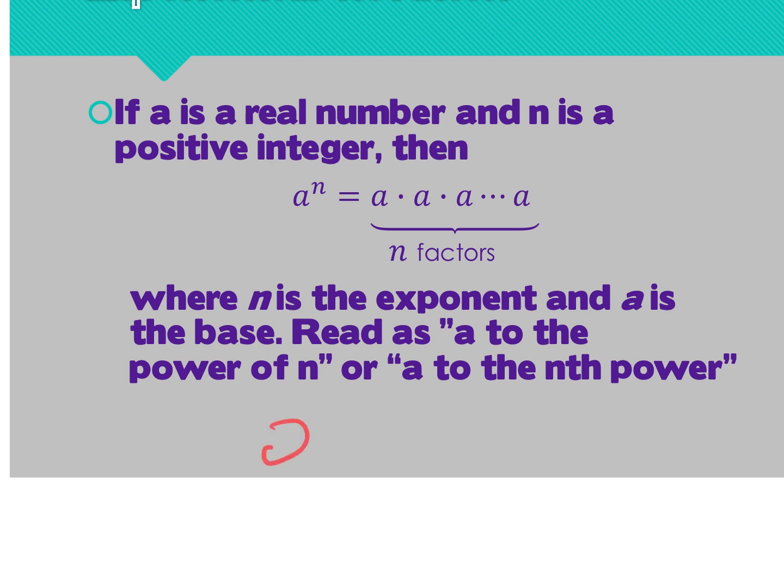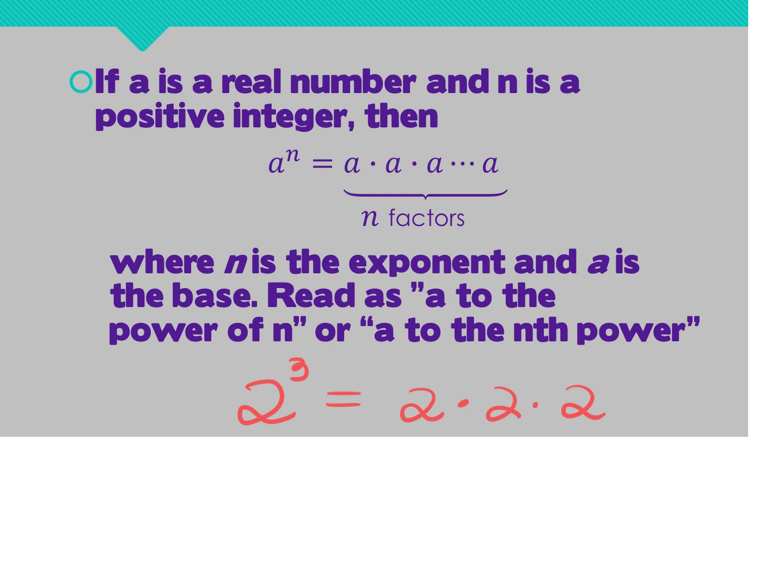So for example, again, let me do it with some numbers instead of letters. Let's say I have 2 to the 3rd power, or 2 to the power of 3. As a repeated multiplication, this means 2 times 2 times 2. And if I ask you to simplify it, you need to multiply that. 2 times 2 is 4, times 2 again, and it's 8. So the 2 here is the base, and the 3 is the exponent.